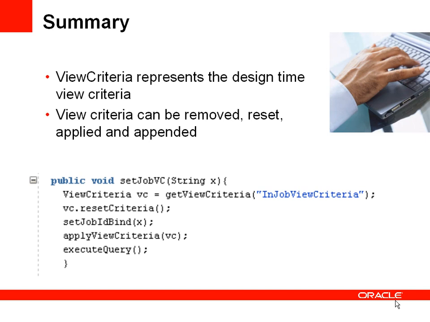So to summarize, we have an object called view criteria which represents the design time view criteria that we created earlier. And on this view criteria object we can have a number of actions which include it can be removed from the view object, it can be reset, we can apply a view criteria with bind variables, and we can append a view criteria to an existing view object where a view criteria has been set as well.